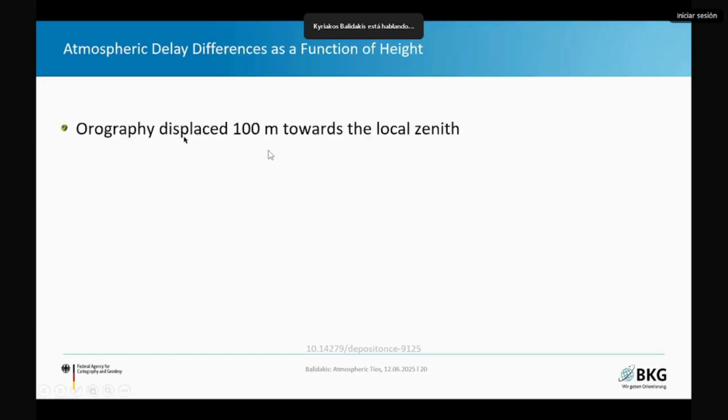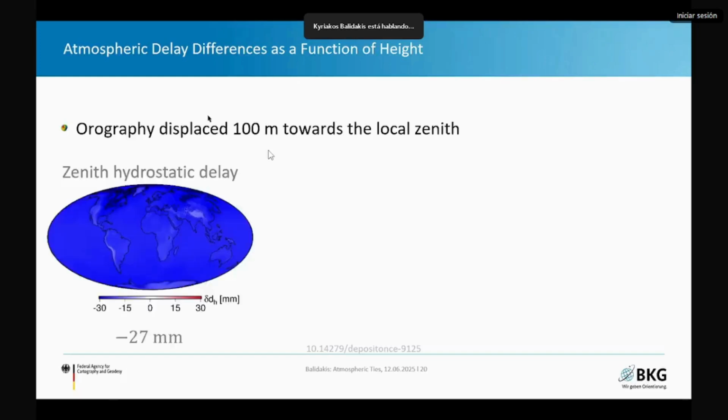So the atmospheric delay can be parameterized as a function of height. So what happens to the atmospheric delay if we go 100 meters higher? For the hydrostatic component, this is what we can predict very well. More or less, if we go 100 meters higher, the delay will decrease by almost 3 centimeters. Why is that? Because the signal travels through an atmosphere that is less deep, 100 meters less deep.